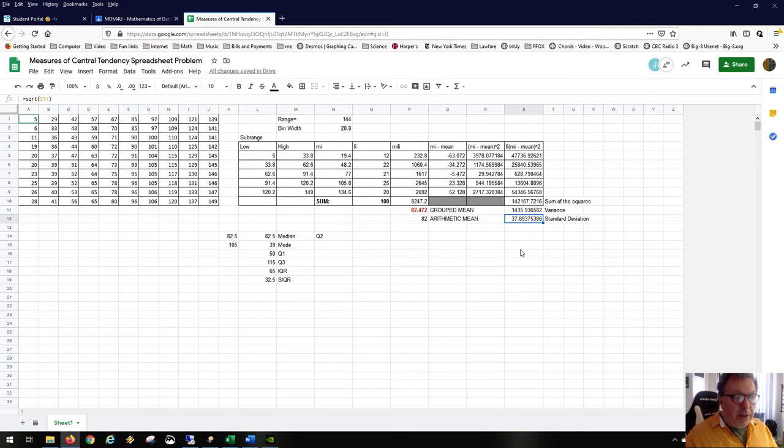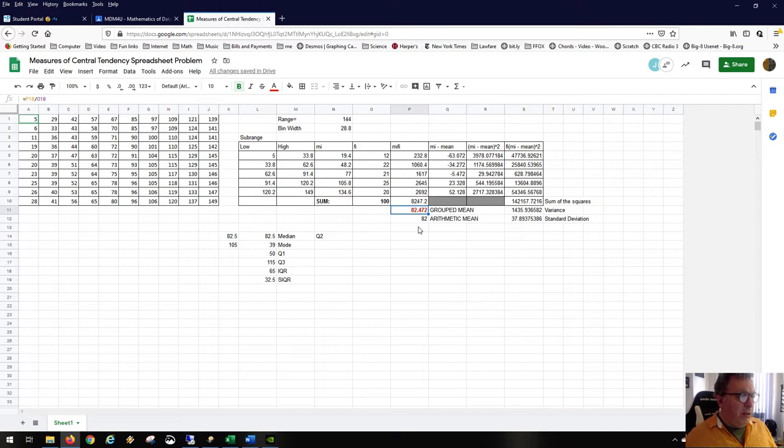So we have a standard deviation of roughly 38, 37.89. And that is used to give us an idea of how spread out the numbers are. So we have here a mean of what? The mean was 82.472.